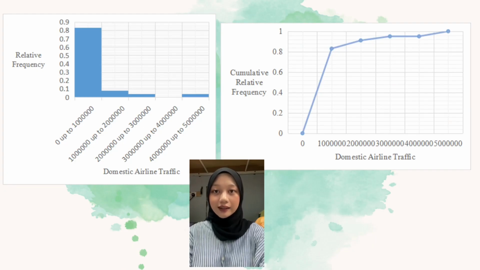After collecting and calculating the data, we transform the data into a graph. The histogram is showing the relative frequency of the domestic airline, while the ogive is showing the cumulative relative frequency of the domestic airline. The shape of the distribution of the histogram graph of the relative frequency is positively skewed, and the ogive of the cumulative relative frequency is increasing.